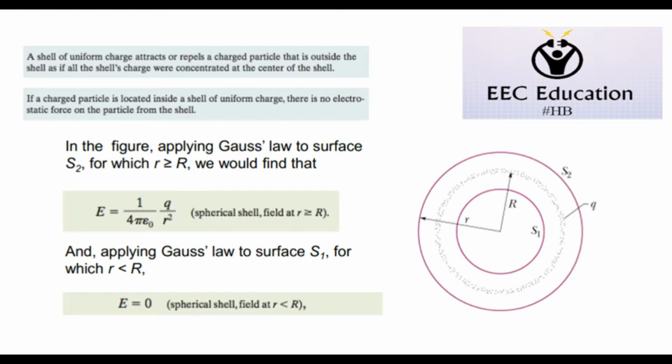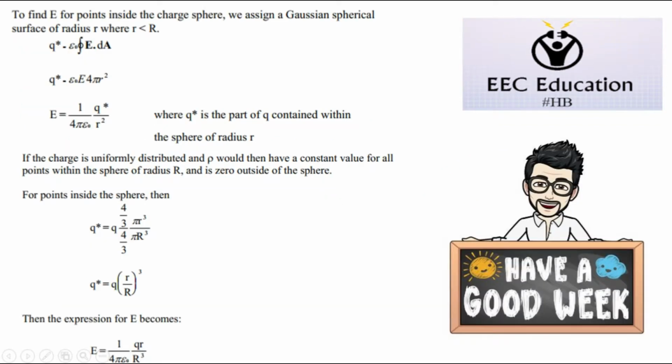So if we consider the two surfaces S1 and S2 as shown in the figure here, we can say that inside S1 the electric field is 0. However, between S1 and S2 the electric field has a value equal to k times q over r squared. This is true in one condition only. It is true if the charges are distributed around the sphere. Otherwise, it is false.